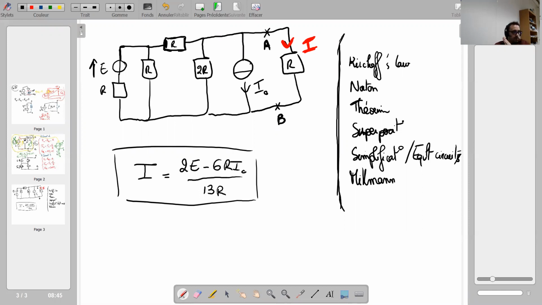Then create your own circuits. You can look for past exams, pick whatever circuits you want, and try to solve these circuits using the method we ask you to apply.